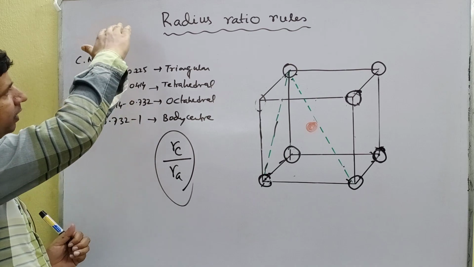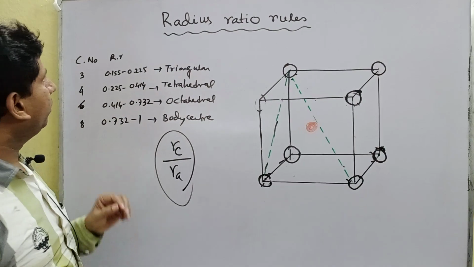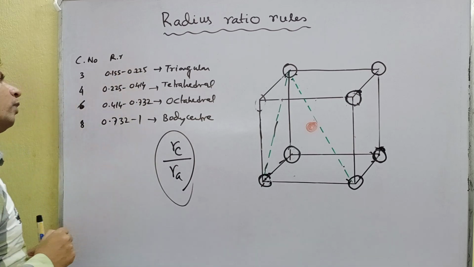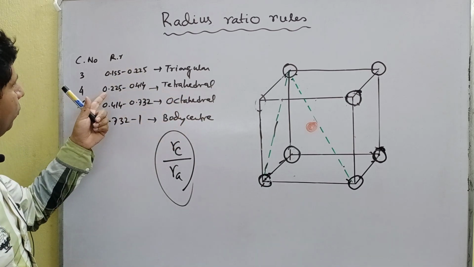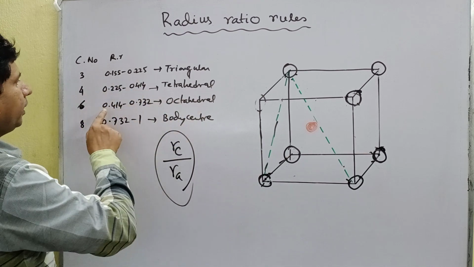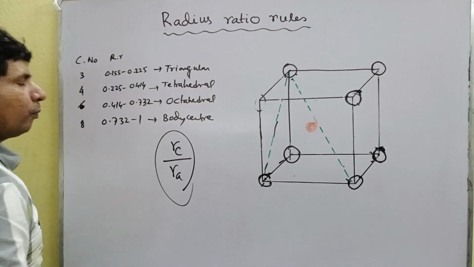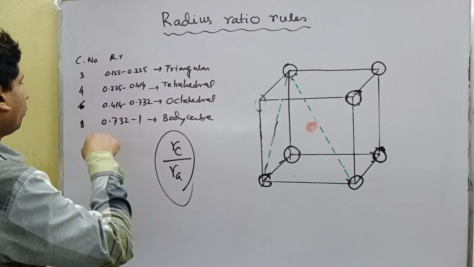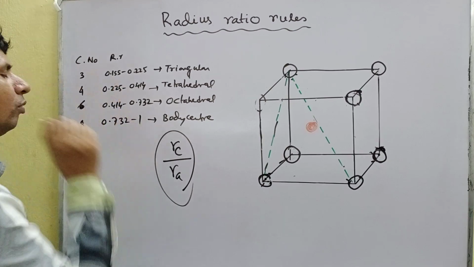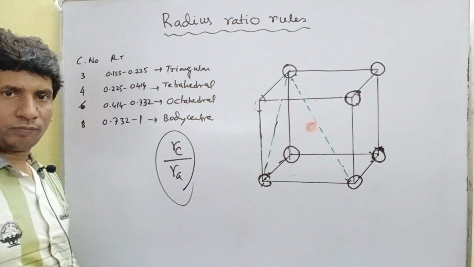Hence the ratio must be between 0 and 1. For triangular the ratio will be between 0.155 to 0.225, and for tetrahedral it will be 0.225 to 0.414. For octahedral it will be 0.414 to 0.732, and the radius ratio for body centered cube will be between 0.732 to 1. Now I want to go for the calculation.